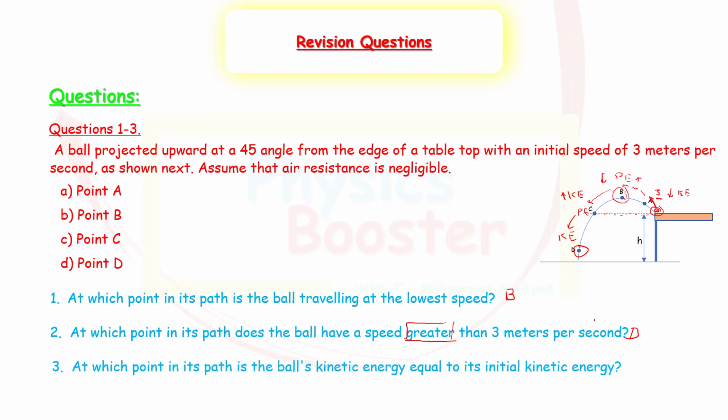Question number 3. At which point in its path is the ball's kinetic energy equal to the initial kinetic energy? Well, we already answered that in the previous part of the question. We know that here the object will have the same speed as it had when it left the table, and we have the same mass. The kinetic energy is equal to half mv squared. Since the velocity is the same and the mass of the object didn't change at all, this means that at point C, it will have a kinetic energy equal to the kinetic energy when it left the table.